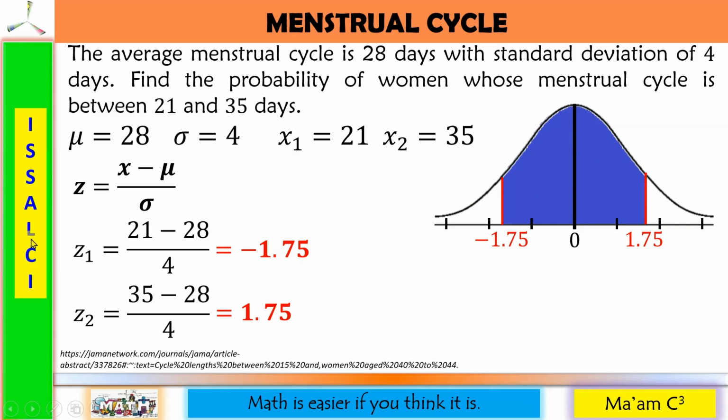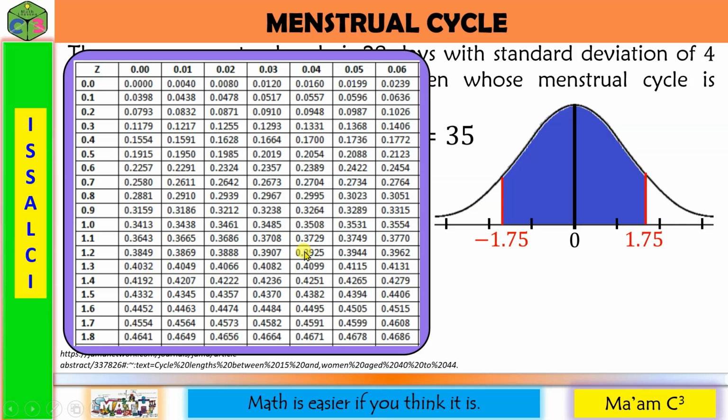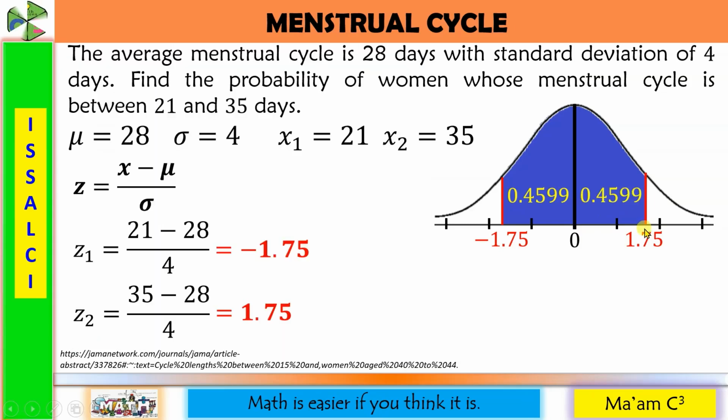Next step, let us locate in our z table. So we have negative 1.75. That would be positive 1.7. The first two digits, it's here. And then the hundredths digit is 5. On the top row, here is 5. Let us get the intersection. And the area is 0.4599. So this is the area from 0 to negative 1.75. This is also the area from 0 to positive 1.75.